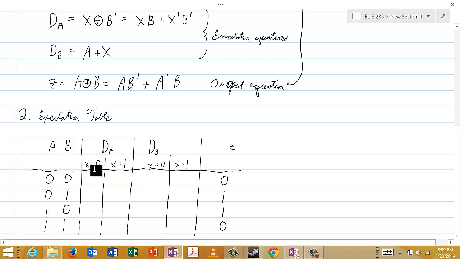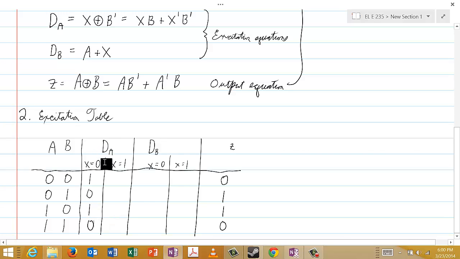Okay, so let's go ahead and fill in the X equals 0 column for D sub A first. For D sub A, you can look at it like this. When X is equal to 0, this first term will disappear entirely because 0 ANDed with anything is 0. And also in this case, when X is 0, X prime will be 1. So really, D sub A is just equal to B prime when X is equal to 0. So that means that we have 1, 0, 1, 0 in this first column for D sub A.